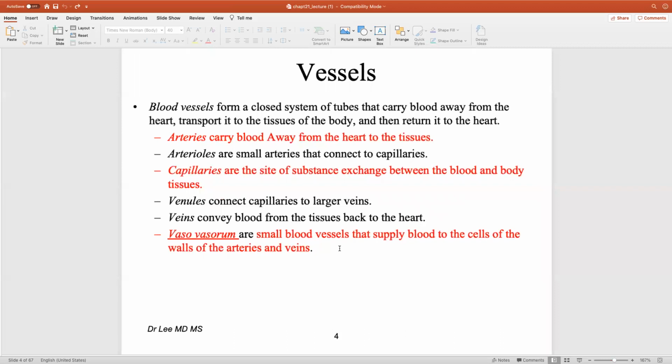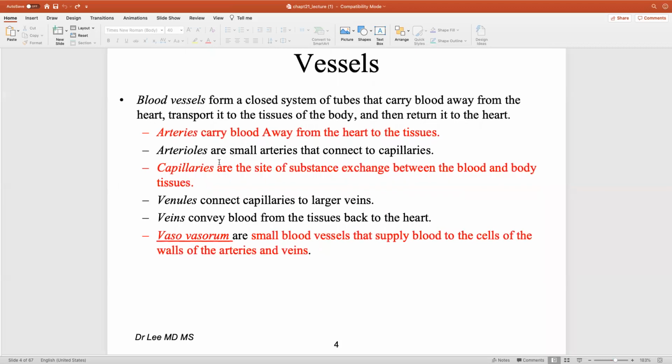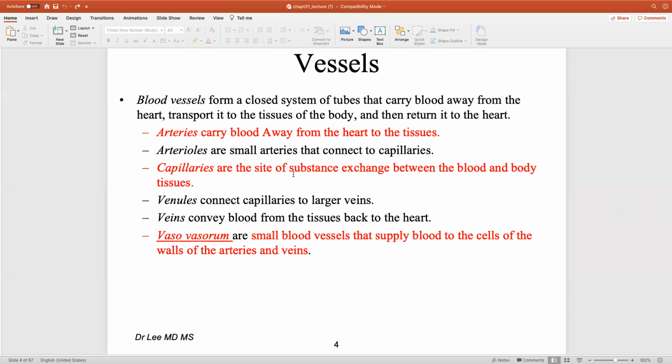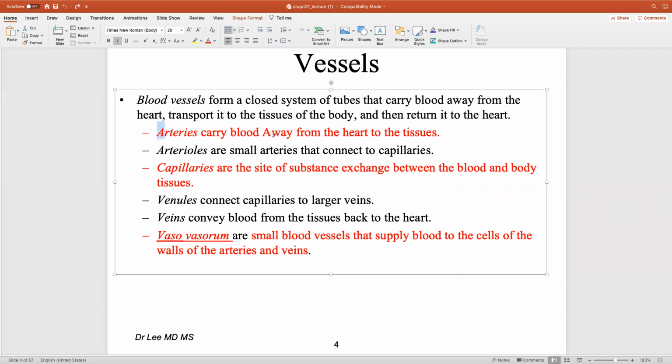So let's talk about the vessels. Number one, arteries. Remember, this is a closed system. So you're going to bring blood out of the heart through the arteries. I think chapter 20 showed a picture of that. So blood gets moved away from the heart, arteries away. Keep that in mind. Any vessel that moves blood away from the heart is an artery. The good news is that even the pulmonary artery is an artery. We call it an artery because it moves blood away from the heart.